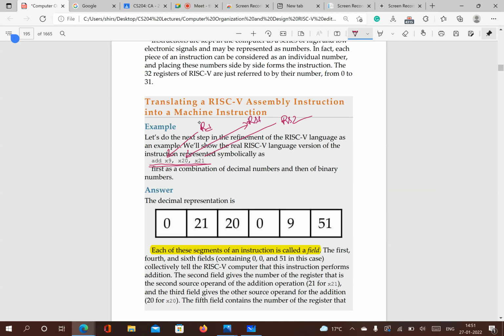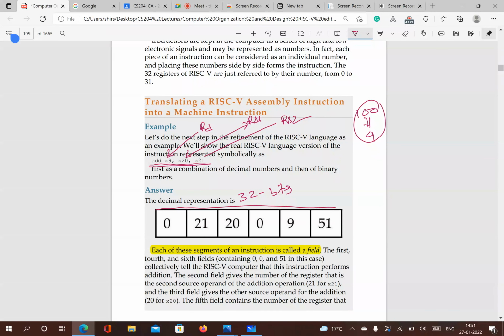Suppose this is your 32-bit box, and in the 32-bit box you have to represent this add instruction. As I said, everything is in binary. Today I will not discuss it in binary. Let us discuss it in decimal, because every binary number has a corresponding decimal number, right? So instead of going with 100, I'll go with 4 today. Ultimately the thing is the same, right?